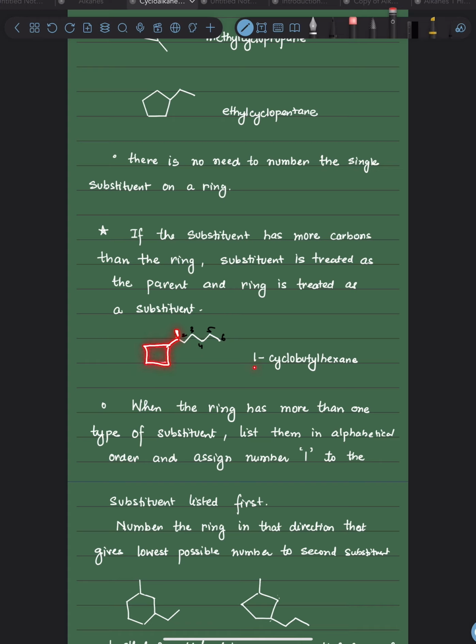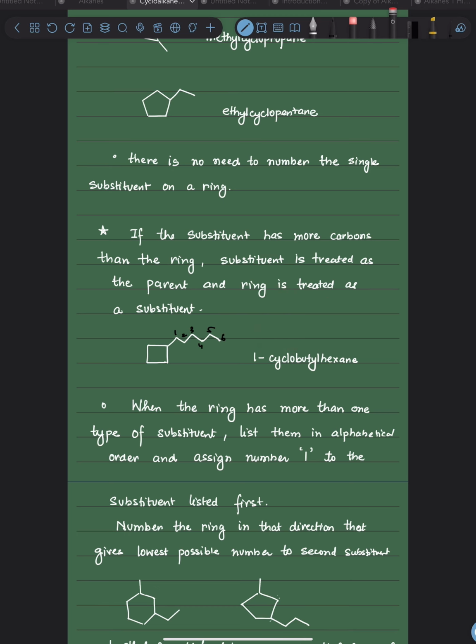So 1 is for this, 1-cyclobutyl, because now it is a substituent. So not butane, butyl: 1-cyclobutylhexane. Hexane because it has 6 carbons, cyclobutyl because this is the substituent now, and it is attached to the main parent at the first carbon, right? Had it been at the second carbon, suppose you have this chain and then a ring here, not like this but like this, in that case you will say 2-cyclobutylheptane, right?